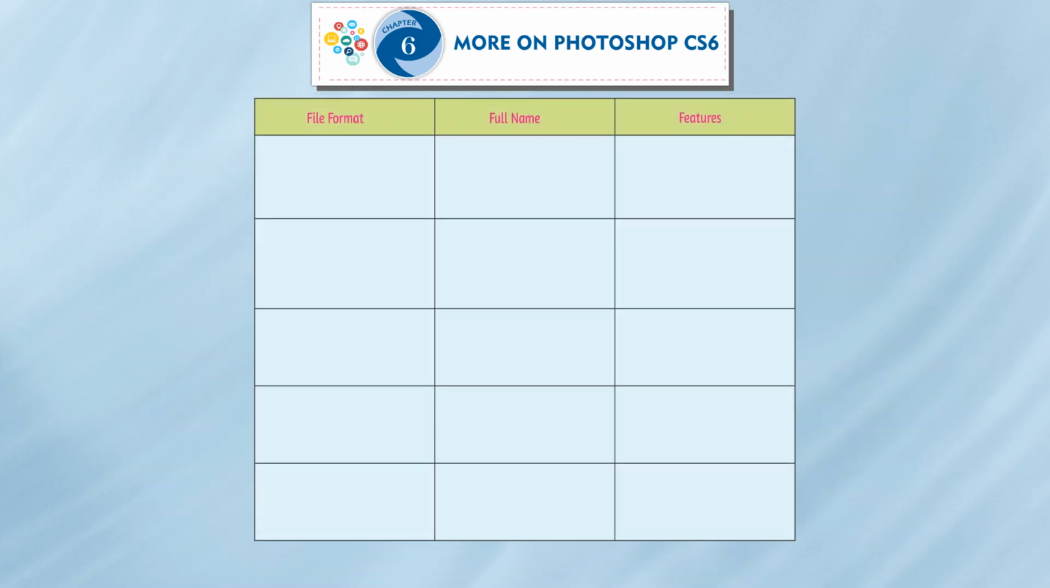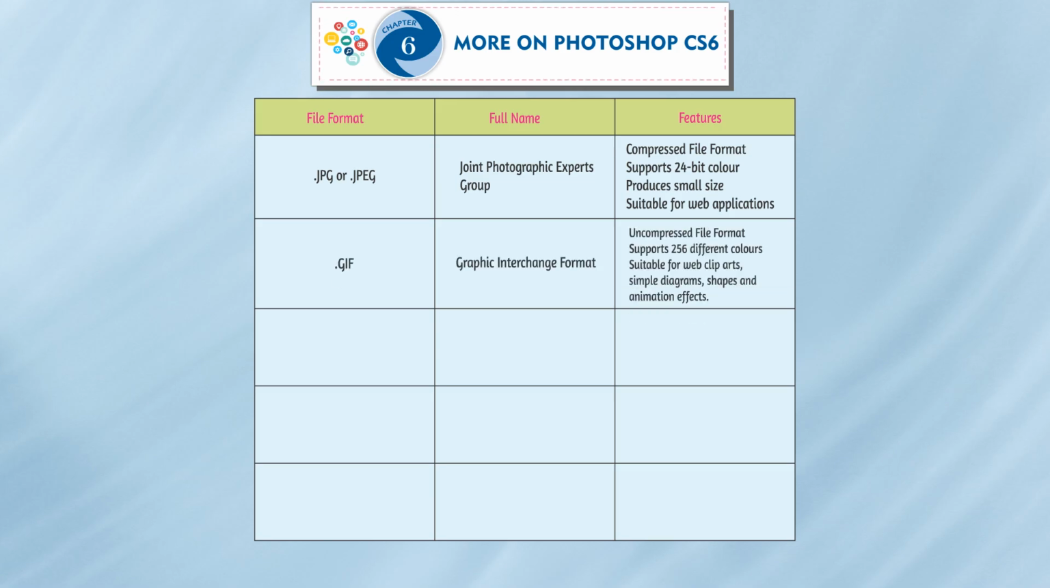File format: full name, features. .jpg or .jpeg, Joint Photographic Experts Group. Compressed file format: supports 24-bit color, produces small size, suitable for web applications. .gif, Graphic Interchange Format, uncompressed file format, supports 256 different colors, suitable for web clip arts, simple diagrams, shapes, and animation effects.